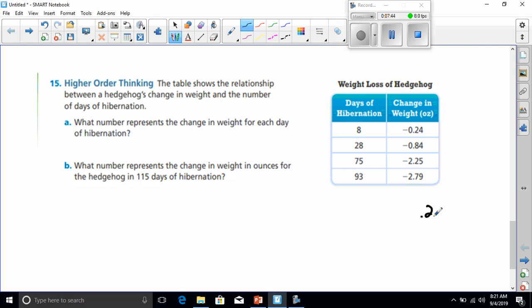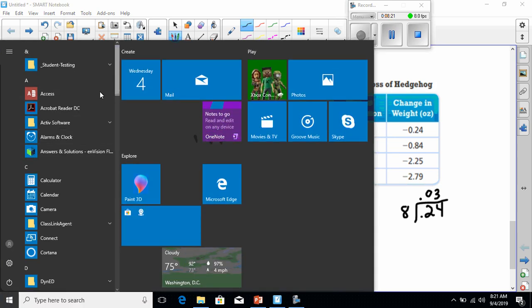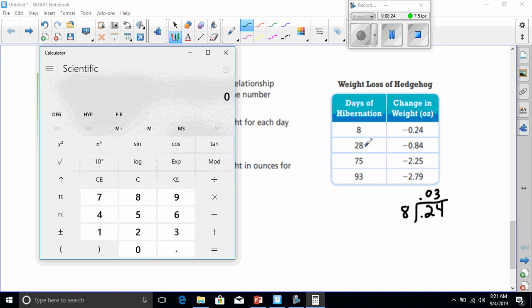So let's see. If I did that, I'd have 0.24, and I'd be dividing it by 8. Well, that's pretty simple. Point over here, and that'd be 0.03. So 0.03 ounces. And since he's losing weight, right, weight change, it'll be negative 0.03. Since it's ounces, it'll be ounces, OZ. Now we have to make sure that every one of these here comes up to the same one before we can make that claim. So let's make sure that every one of them comes up to 0.03.